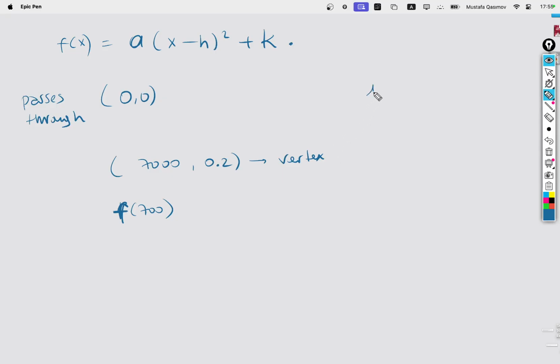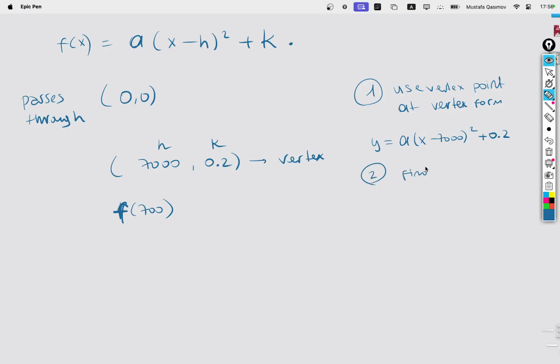Okay, I am writing the first step here. First step, use the vertex point in the vertex form. That one is h always, this is k. So y is equal to a multiplied by (x minus 7,000) squared plus 0.2.